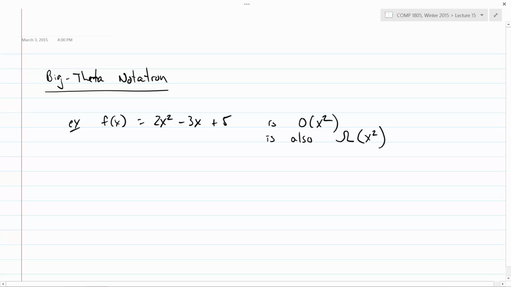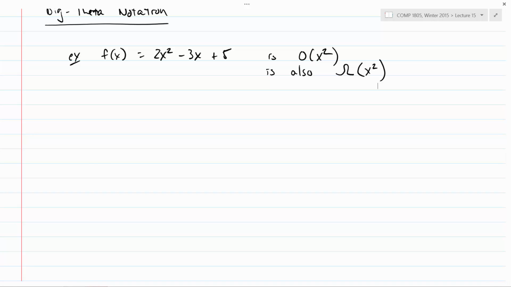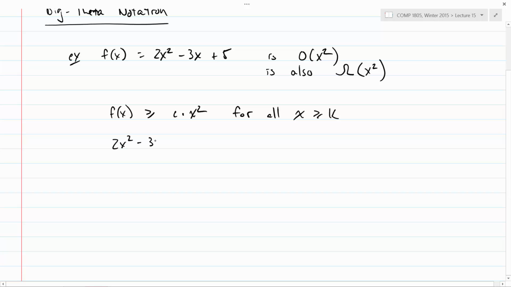We seem unsure, so let's prove it. I want to show that f of x is greater than or equal to c times g of x for all x at least k. Now, I didn't actually define g of x, so I'm just going to say it's x squared. So let's try to do that. 2x squared minus 3x plus 5 is definitely bigger than or equal to 2x squared minus 3x. Right? If I ignore that plus 5, I get something that's smaller because 5 is positive.